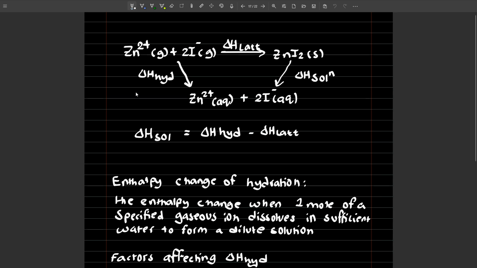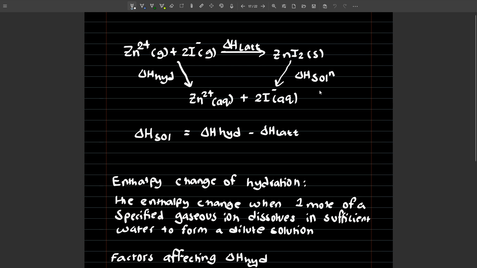Firstly, let's talk about the hydration one, so the one on the left. We can see we're going from the gaseous ion into the ion which is in its aqueous state. So this is known as enthalpy change of hydration when we go from the gaseous ion into an ion which is in its aqueous state.